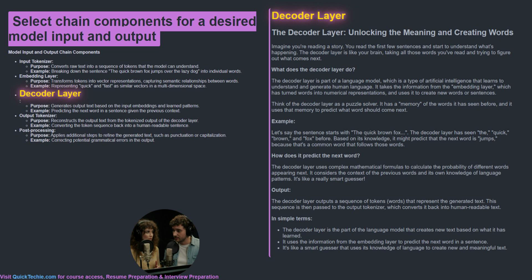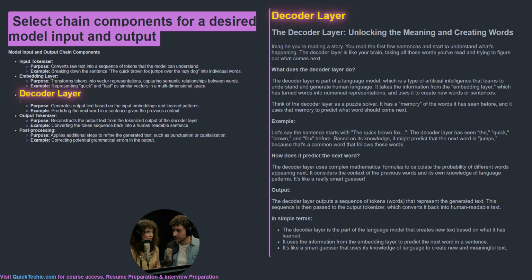Example, let's say the sentence starts with, "The quick brown fox." The decoder layer has seen the quick, brown, and fox before. Based on its knowledge, it might predict that the next word is jumps, because that's a common word that follows those words. How does it predict the next word?